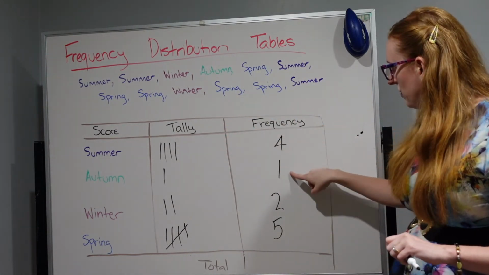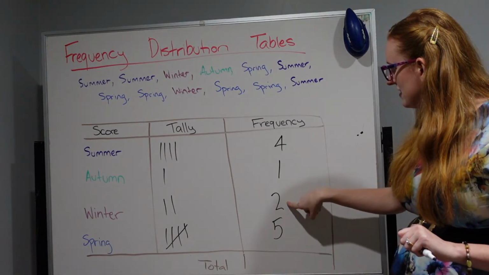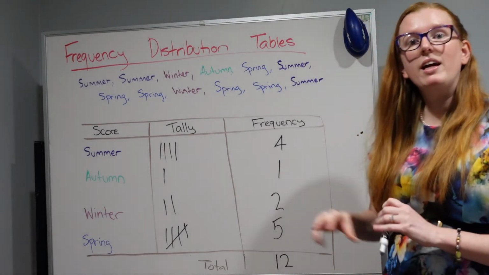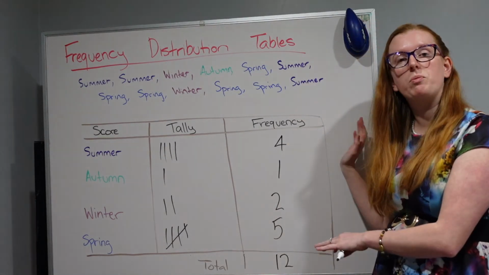Okay, so 4 plus 1 is 5. Plus 2 is 7, plus 5 is 12. Yay, I didn't miss one. Perfect. Okay, and that is how we create a frequency distribution table.